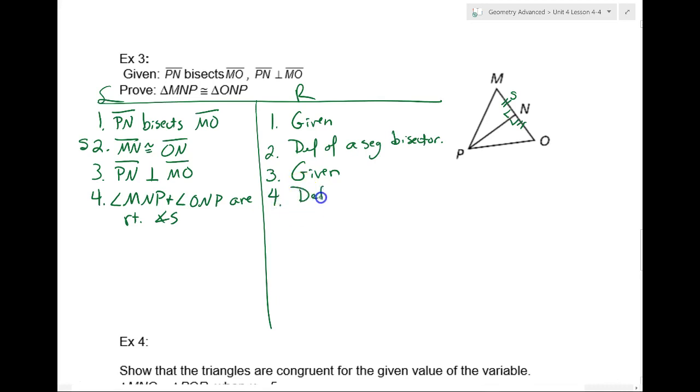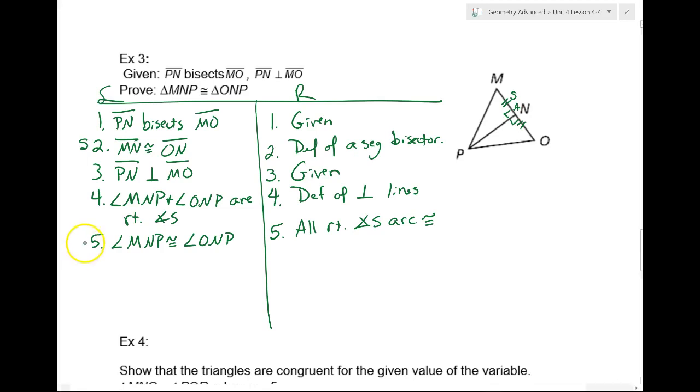So that would be the definition of perpendicular lines. And then number 5, angle MNP is congruent to angle ONP, because all right angles are congruent. So that gives me an A, right? So side, angle. Now, I need one more pair of sides. All right, does anyone see another pair of corresponding sides for these 2 triangles?